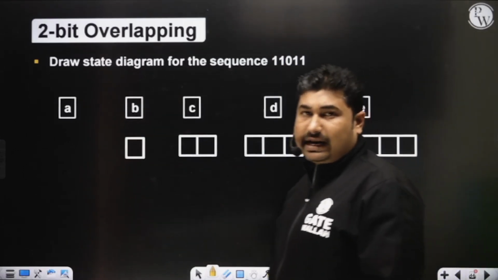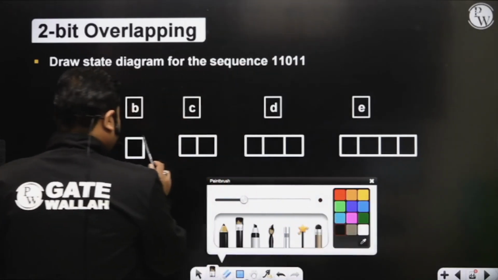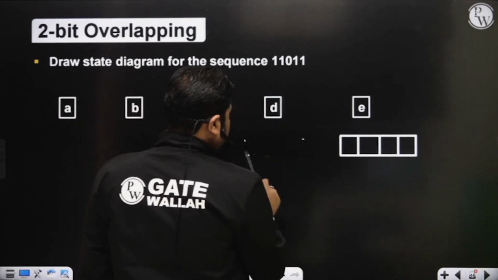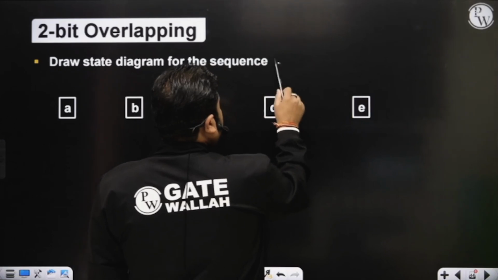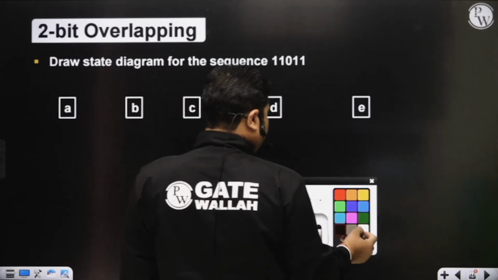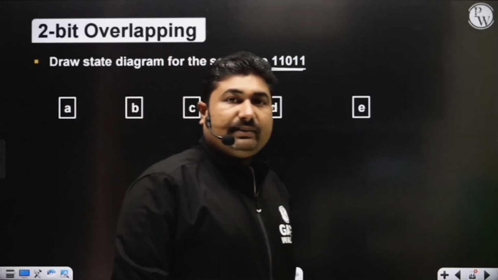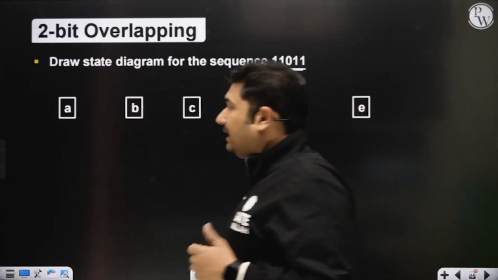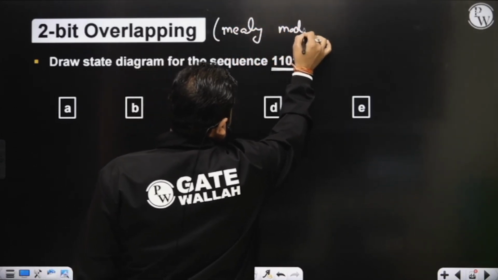Now come to the 2-bit overlapping. Again, I am trying to show you 2-bit overlapping also. Please observe, in case of 2-bit overlapping. So let's take a question. Let us suppose we have to detect the sequence 11011. So how many states are there? Sir, how many bits? Total 5 bits. So how many states for the Mealy model? Sir, for the Mealy model, we need 5 states. Is it okay? Yes, sir.